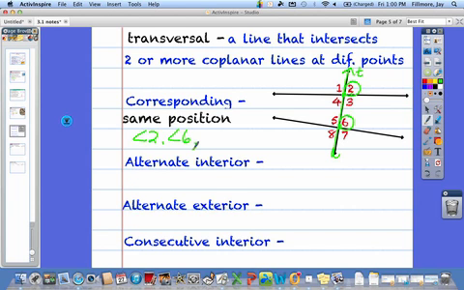If I wanted to look for a different pair, let's say I said angle 4. Angle 4 is in the bottom left. So the one that's in the bottom left down here is angle 8. So angle 4 and angle 8 would be corresponding. They're in the same positions. So those are corresponding angles.